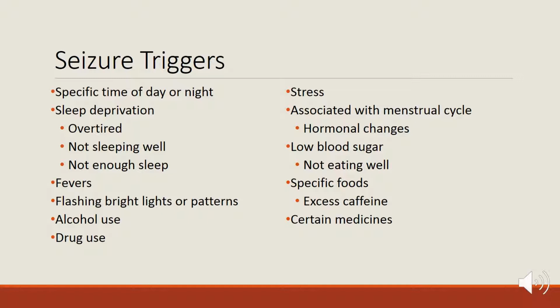So what can trigger a seizure? Seizure triggers include specific time of day or night, sleep deprivation, being too tired, not sleeping well, or not getting enough sleep, fevers, flashing bright lights or patterns, alcohol or drug use, stress, women's menstrual cycle, including hormone changes, low blood sugar, not eating well, specific foods, excess caffeine, so soda and coffee drinkers, and certain medications. So medications are important to watch for drug interactions.